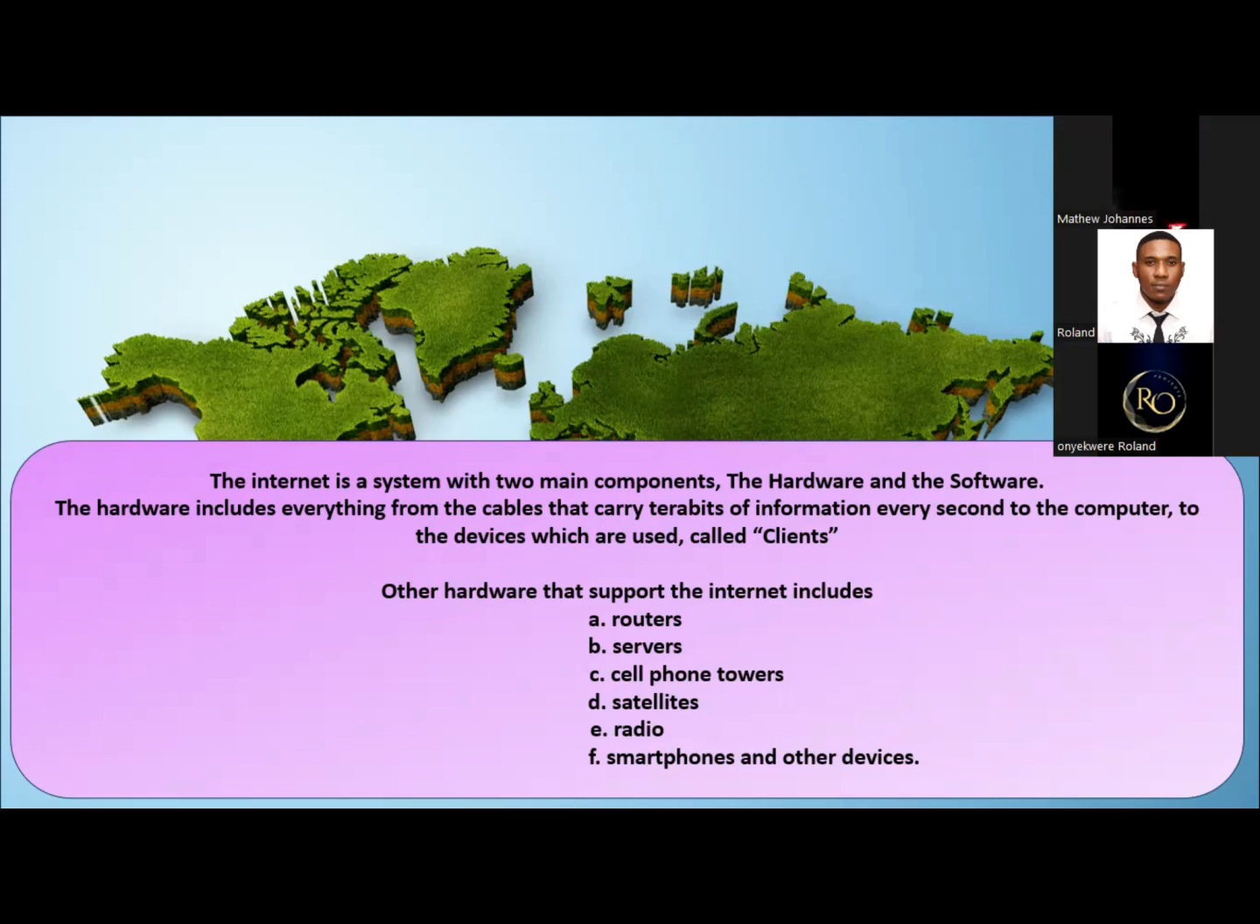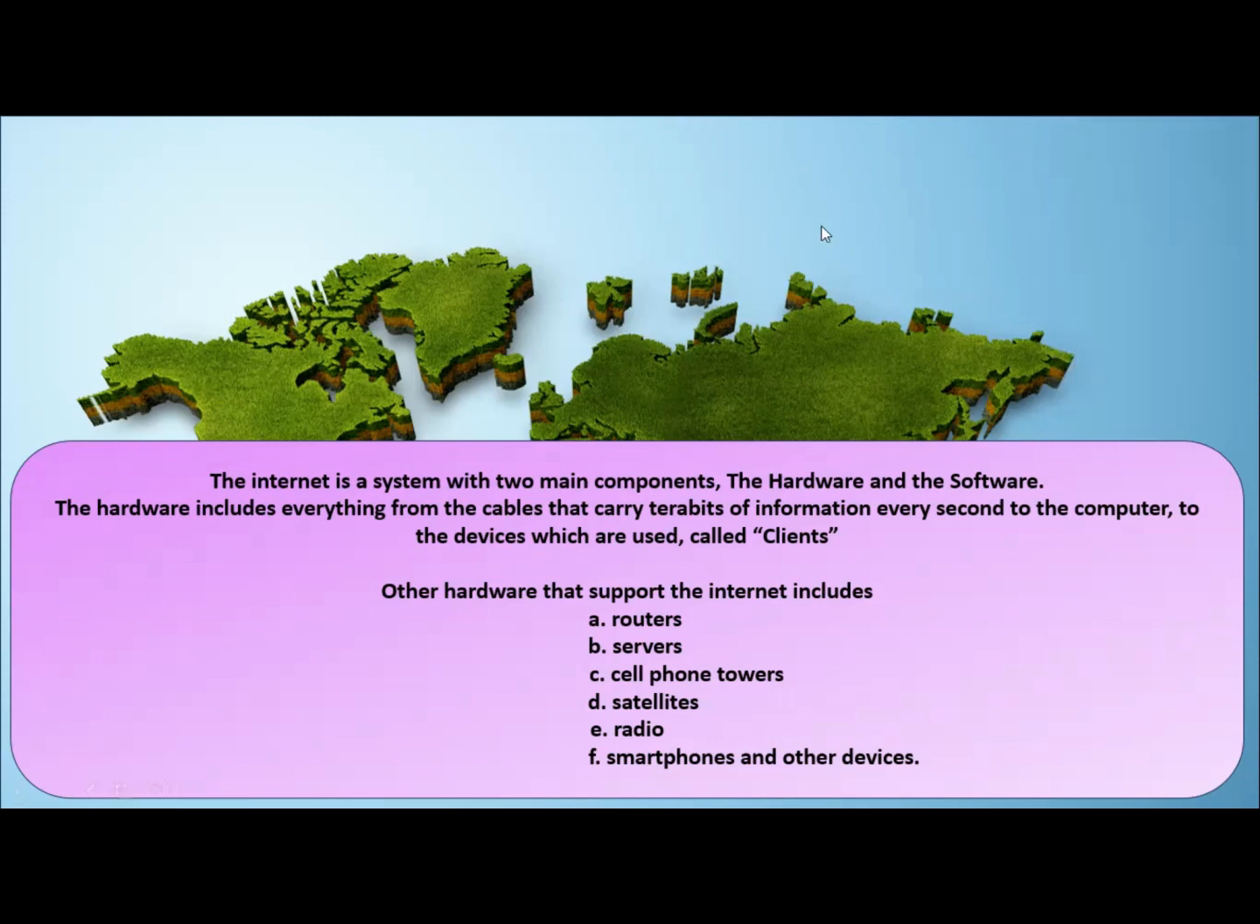So these devices are called the clients. Now, other hardware that supports the internet includes the router, servers, the cell phone towers, satellites, radio, smartphones, and every other device. We know that cell phones do not actually connect to the fiber optic cables that are used to connect the internet.